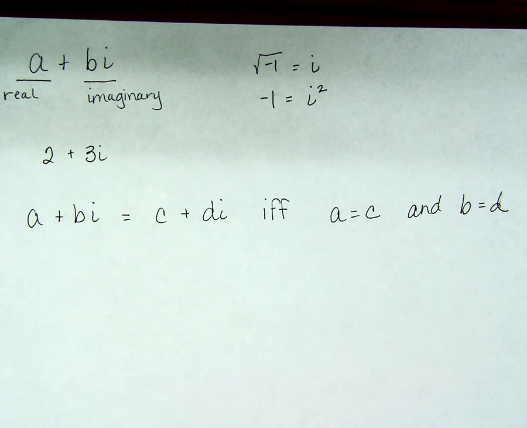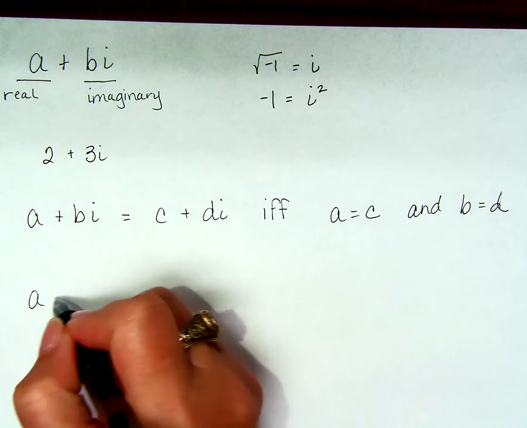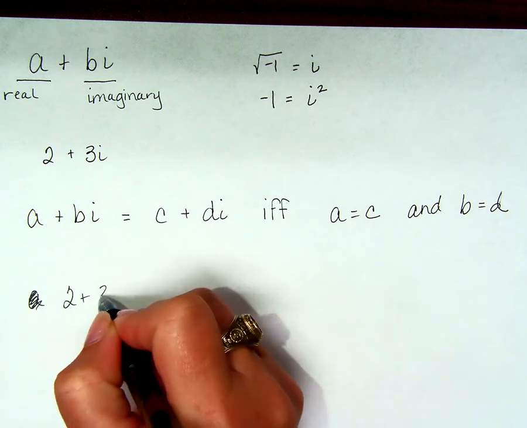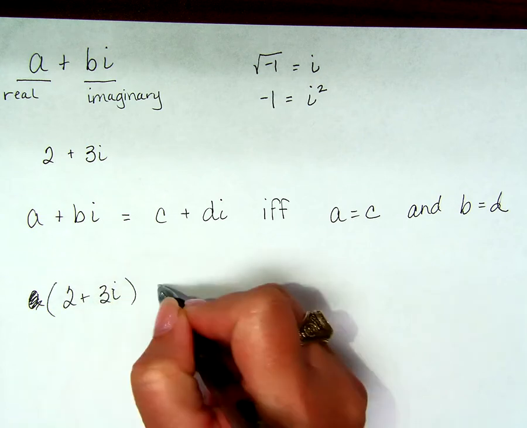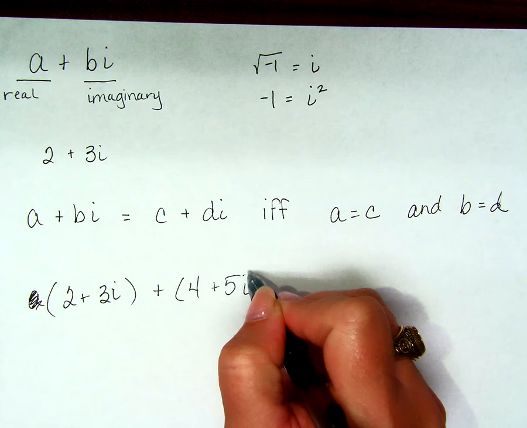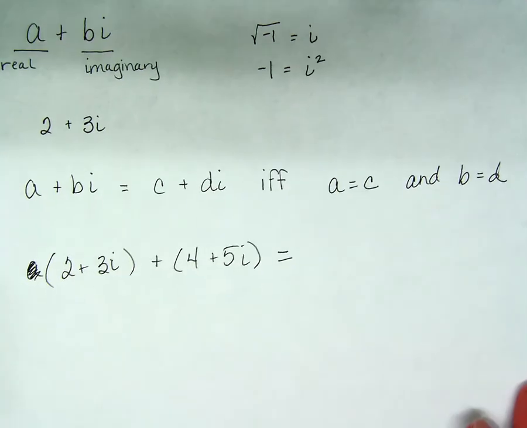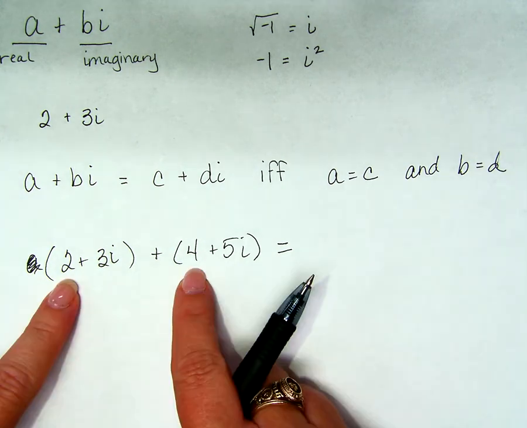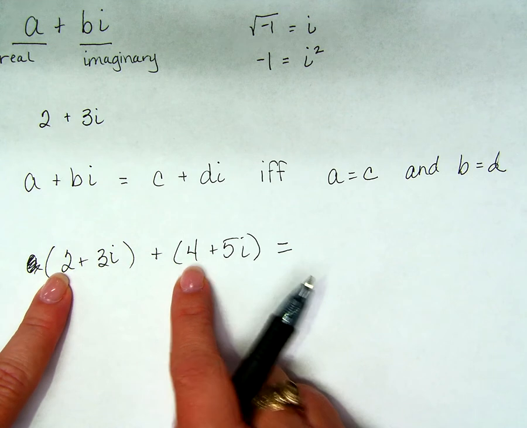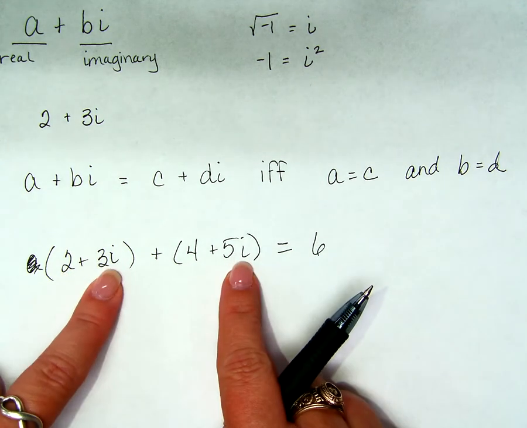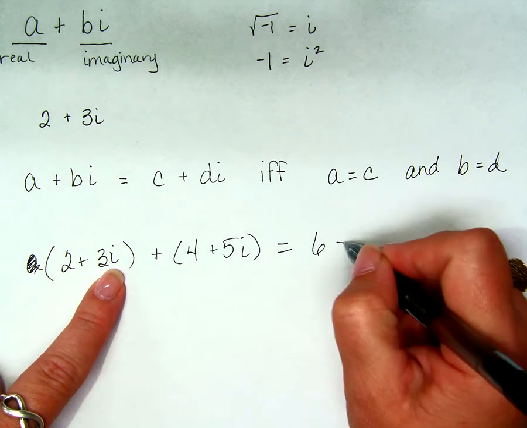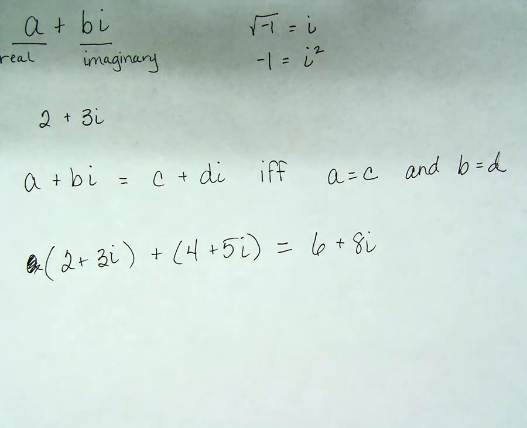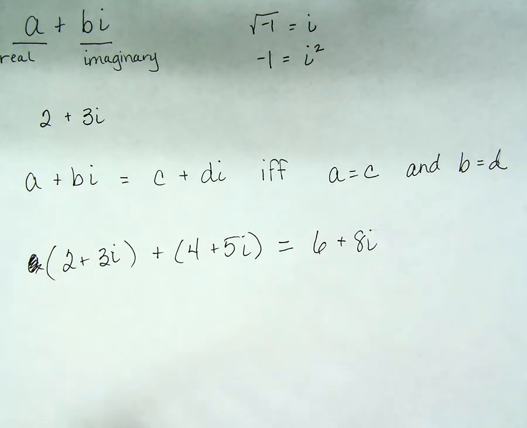Now that helps us figure stuff out when we're trying to add or subtract, or multiply or divide for that matter. Okay? Because if I tell you 2 plus 3i plus 4 plus 5i, what is that going to equal? Well, how do we add complex numbers? Add the real part. What's 2 plus 4? 6. And then add the imaginary parts. 3i plus 5i, 8i. Okay? We know that that's true because of this equality of complex numbers.